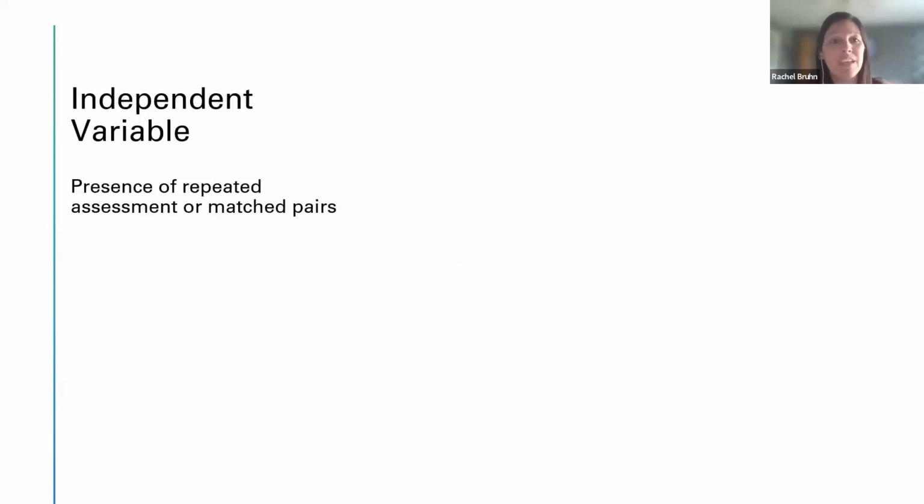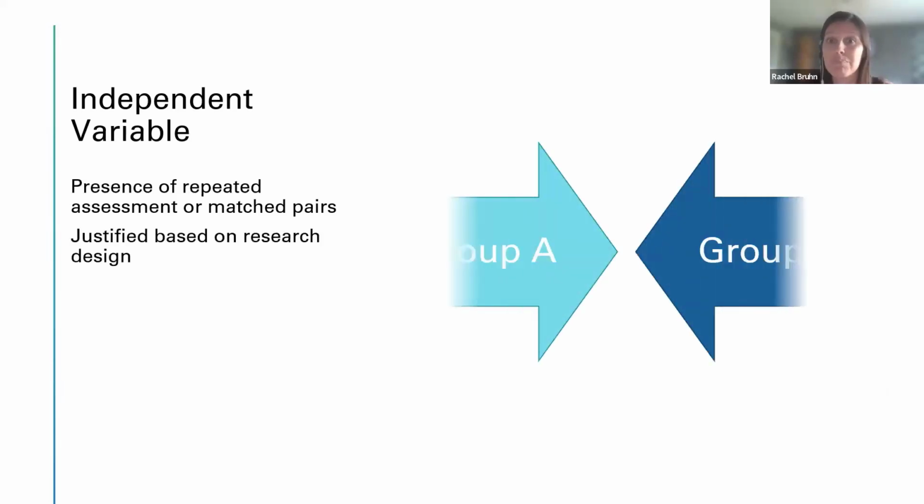And we're going to talk about these. So if you listen to that list and you're like, what does that mean? Let's talk about them one at a time. So for our independent variable, this has to be like a repeated assessment, 1 group, providing 2 scores that we're going to compare, or those matched pairs.